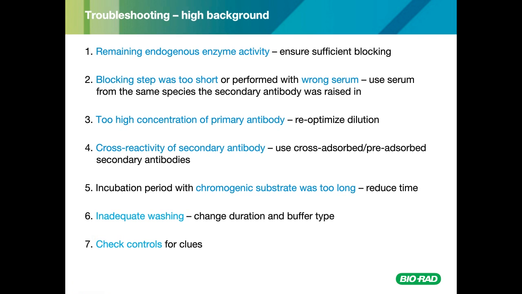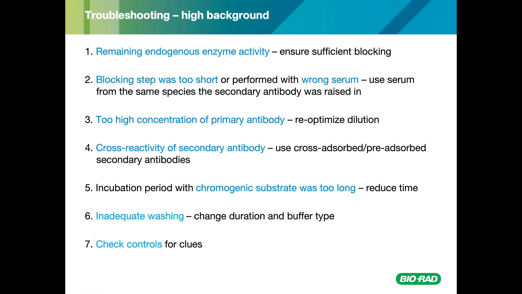Scenario 2. The blocking step might have been too short or performed with the wrong serum. Make sure to use serum from the same species as the secondary antibody was raised in. And this is really, really crucial for every IHC staining experiment.